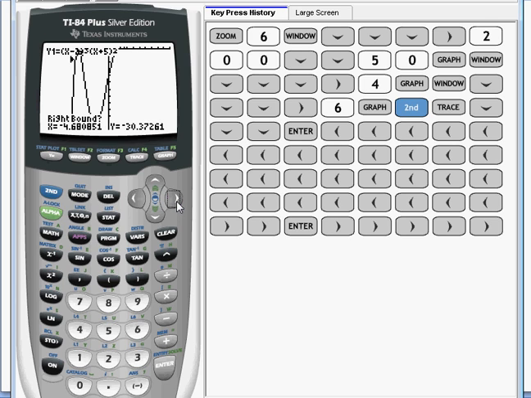Let's scroll to the right. I'm now to the right of where I think the maximum is, so I press enter, and that's the right bound, so I press enter again. It asks me to guess, and I'm okay with the guessing, so yes, press enter. And this is the calculator's way of saying this is negative 5. This is negative 4.99999, which is negative 5.